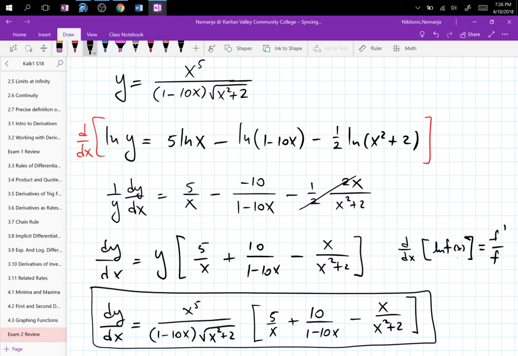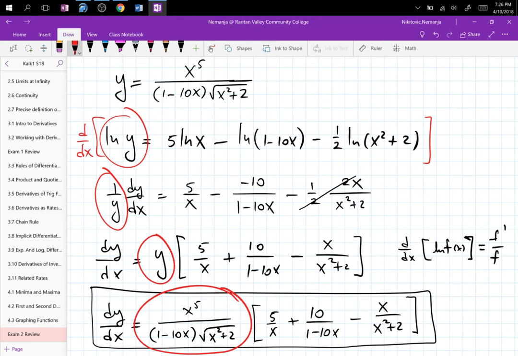Why did you go with the function right after dy dx equals? Yeah, because when I took the derivative of this, I have 1 over y, which goes as y, which is this piece.